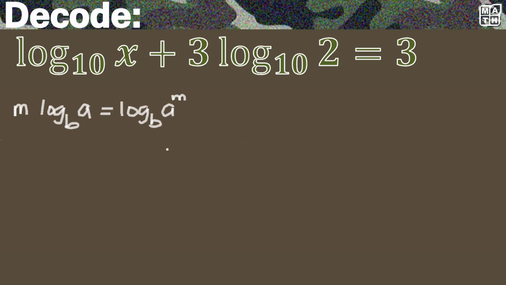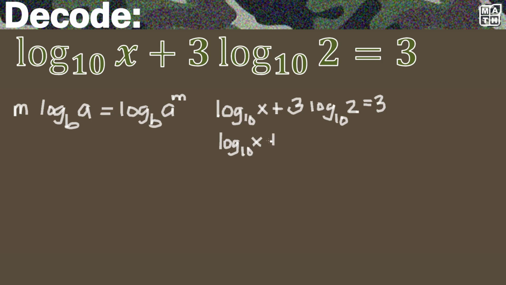Or vice versa, you could also do it like that. If you have an expression like this, let's say a to the power of m, you can simply place m as the coefficient of the same logarithm with the same base. So let's first rewrite our given: the logarithm of x to the base 10 plus 3 times the logarithm of 2 to the base 10 is equal to 3. Then applying this process, you still have the logarithm of x to the base 10.